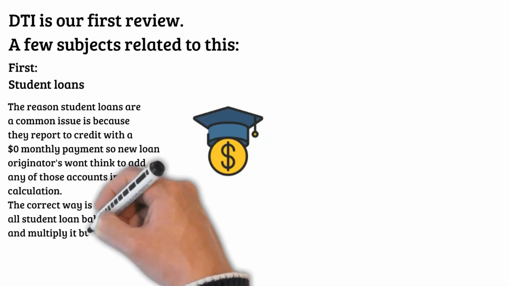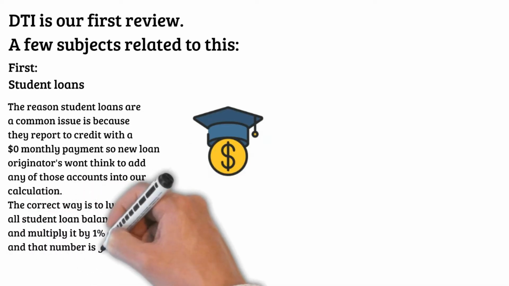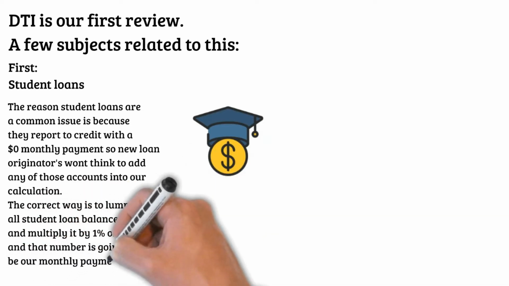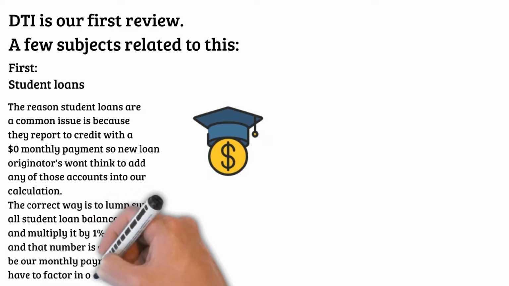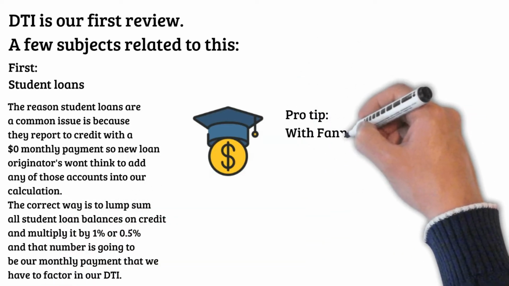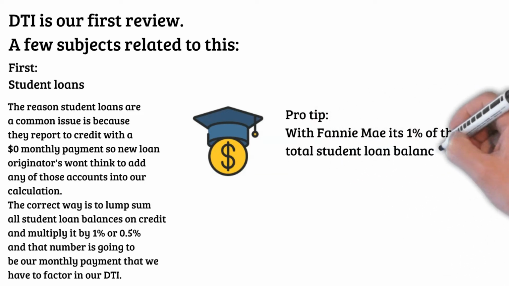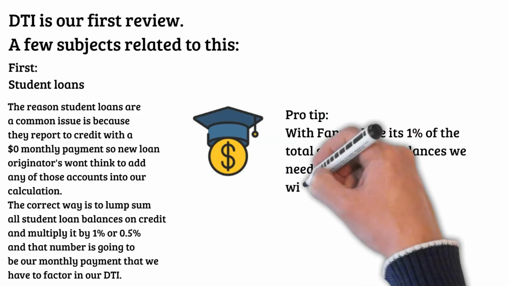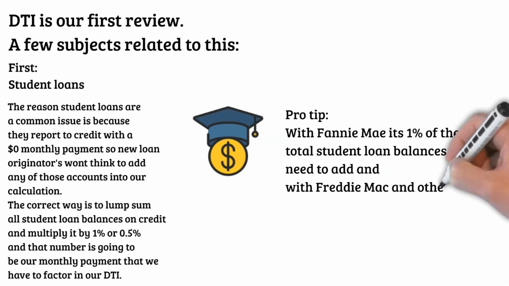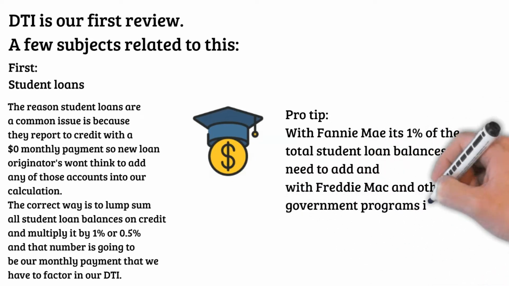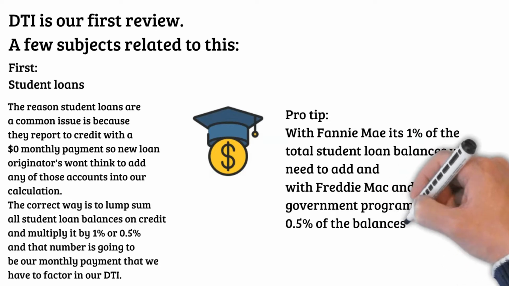or 0.5%. And that number we get is basically going to be the monthly payment we need to add and calculate in our DTI. And a quick pro tip to distinguish the 1% and the half of a percent: with Fannie Mae, you calculate 1% of the total balances for the student loans, and with Freddie Mac and other government mortgage programs, we calculate half of a percent of those balances.